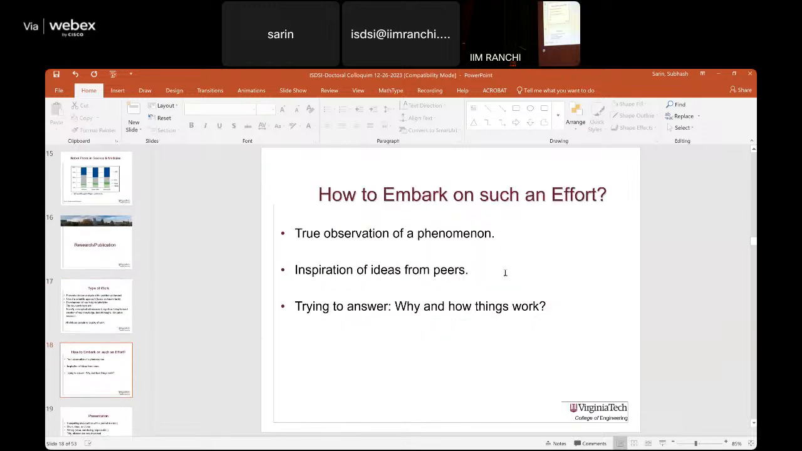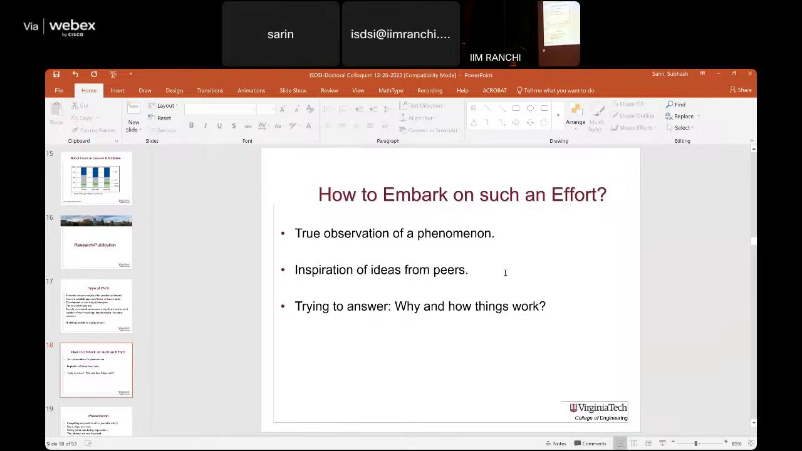So how to embark on that kind of research work? And the thing is, like I mentioned before, observation of a phenomenon is very important. The more you can thoroughly observe what the process is and understand what is happening, you're halfway home, and the other half is trying to explain why things are happening. So true observation is the key in developing some breakthroughs.